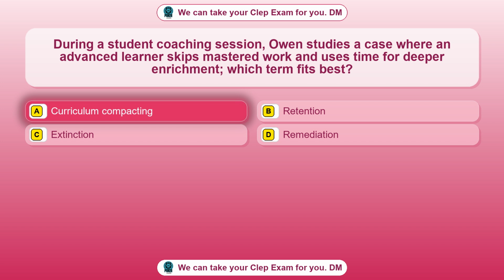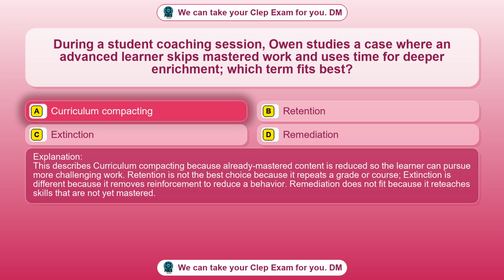Curriculum compacting. This describes curriculum compacting because already mastered content is reduced so the learner can pursue more challenging work. Retention is not the best choice because it repeats a grade or course. Extinction is different because it removes reinforcement to reduce a behavior. Remediation does not fit because it retakes skills that are not yet mastered.